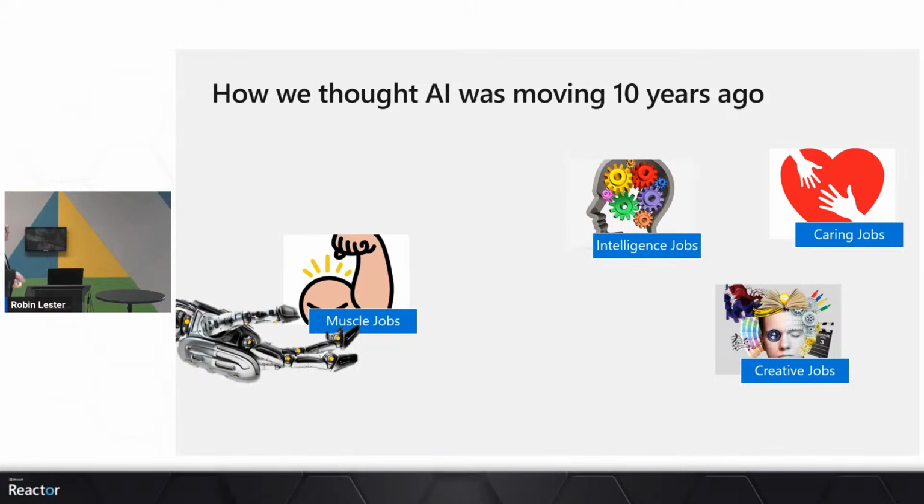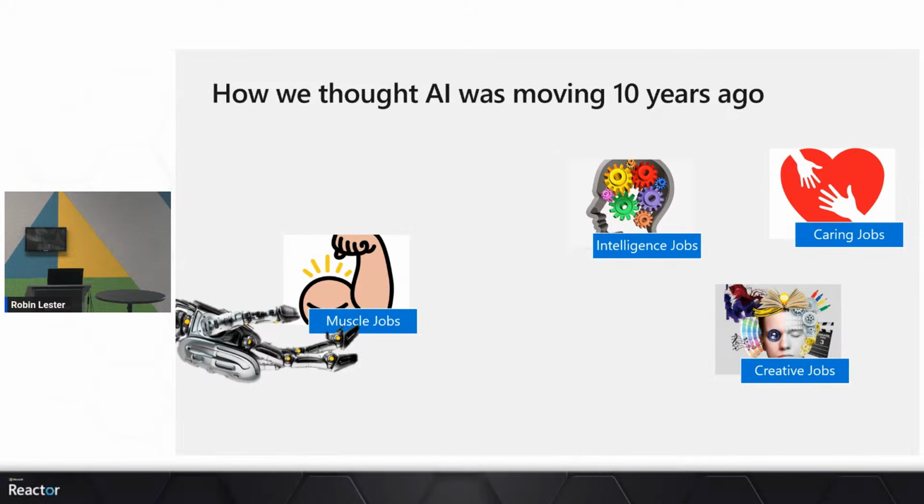Okay, so here's where we were 10 years ago. So we thought artificial intelligence, we automate everything. We get rid of all the muscle jobs. We have tractors. We can even have driverless tractors. We can get rid of all that kind of stuff. But way over here, jobs to do with intelligence, kind of white collar jobs, creative jobs, caring jobs.